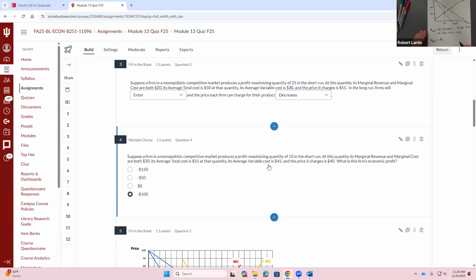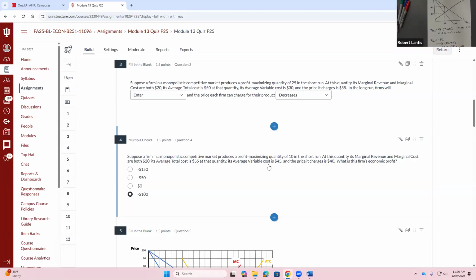Now, another way that we wrote this was it's the quantity I'm selling times my average fixed costs, which, how would I determine average fixed costs if I'm not given them? It's simply the difference between my average total and my average variable, okay? So in the problem, I was told the quantity they're producing is 10. At that point, average total cost is 55, and my average variable costs were told to me to be 45, okay? So if I calculate this, I get negative 100.